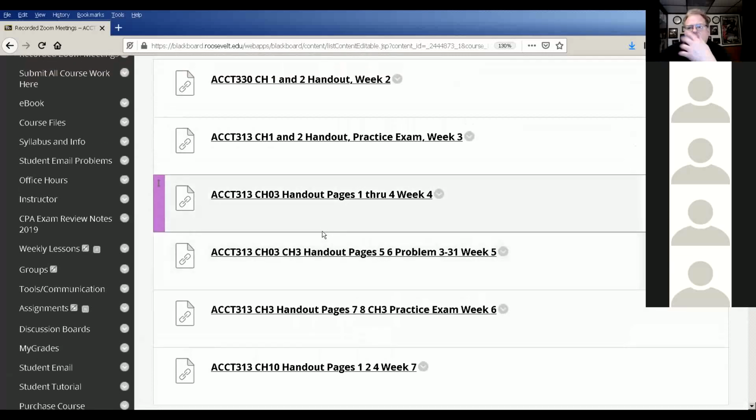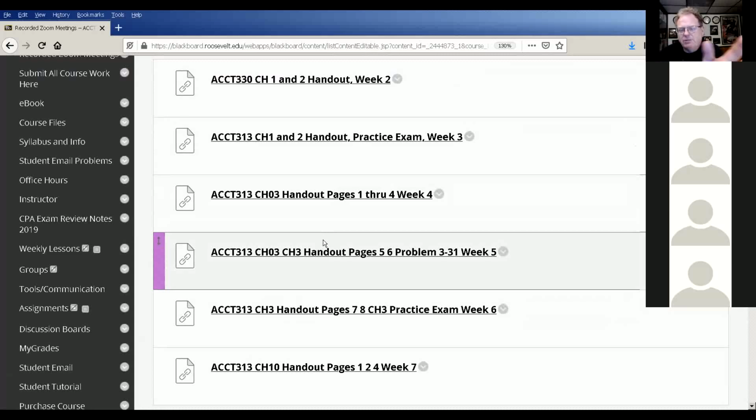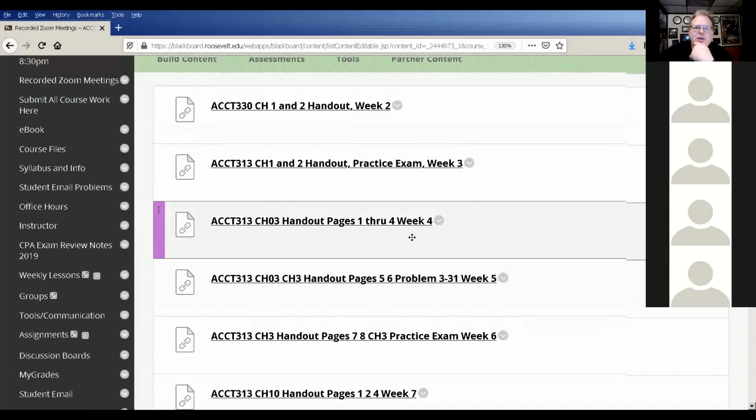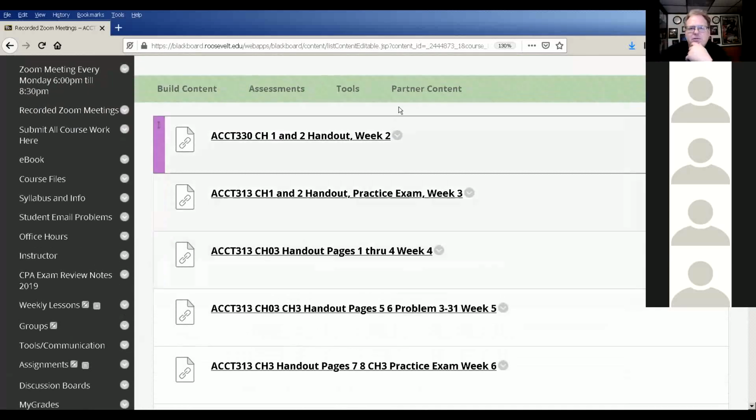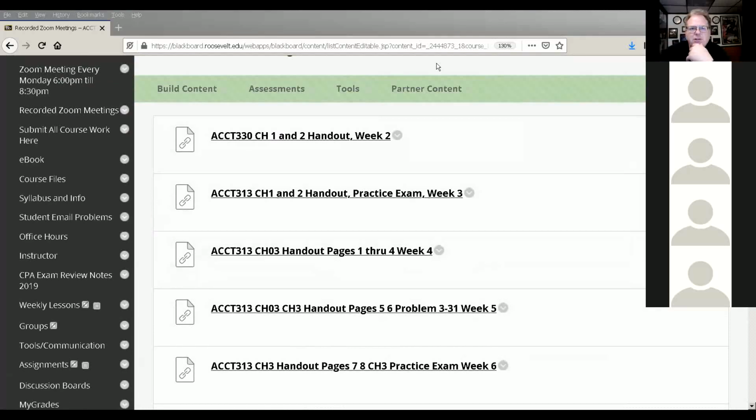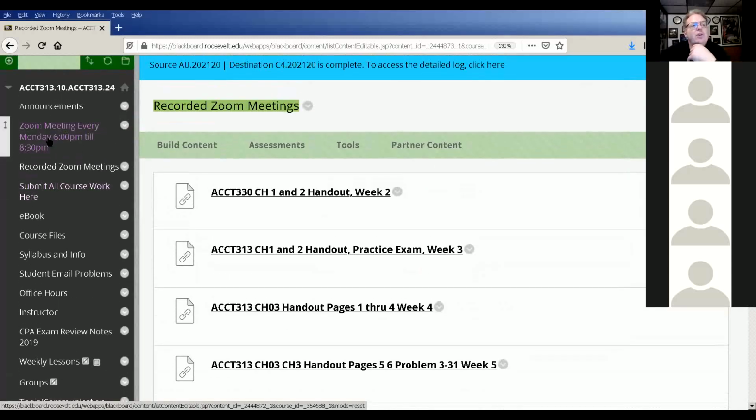If you need to look at any of the other Zoom meetings, you can. And of course, these are all on YouTube, so you can always jump forward too, if you get the gist of it. But anyway, underneath the Zoom meeting, there's a recorded Zoom meetings folder. If you need to look at them, that's what they're there for.